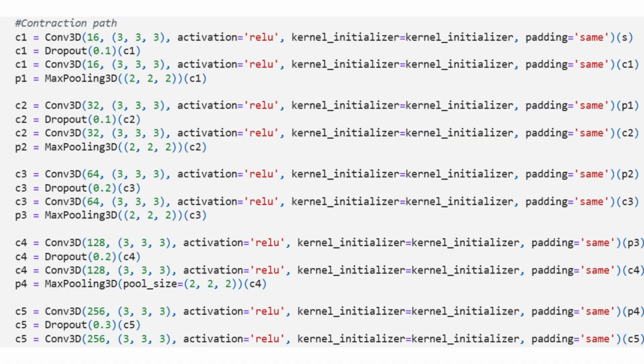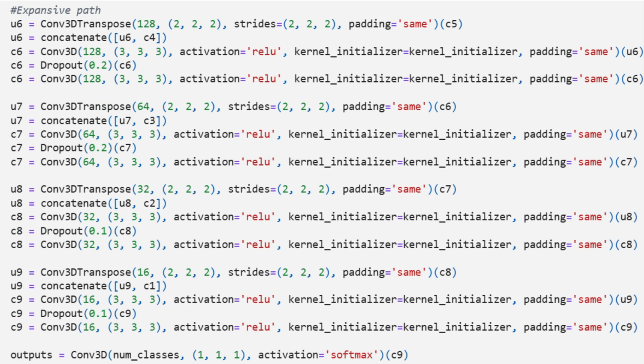Hence UNET is extremely efficient for medical images. This is the contraction path, the downsampling path that I told about. This is the expansive path, that is the upsampling path that I told you about. The activation function being used is ReLU.